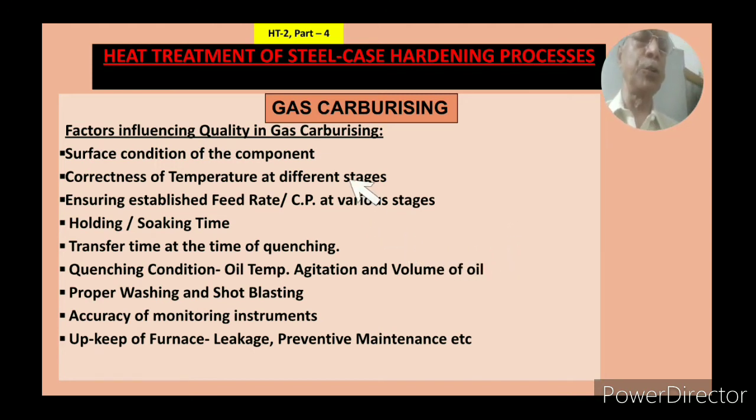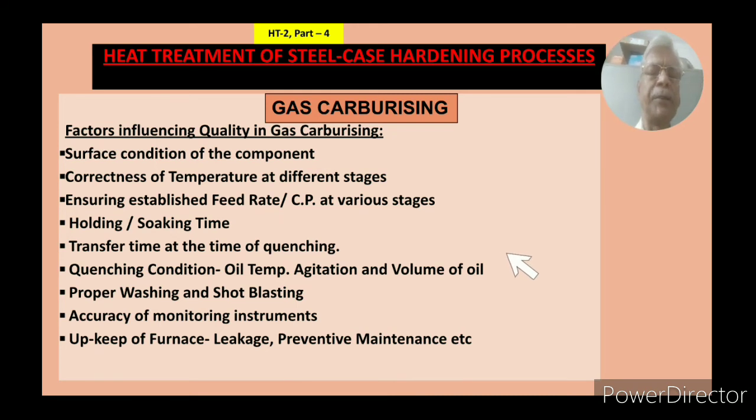After that, accuracy of monitoring instruments. Whatever instruments you are using in gas carburizing, whether it is a temperature controller, or flow rate, for which you are using flow meters, then carbon potential, which you also control, and dew point measurements as well. All the instruments used for controlling these parameters are to be properly calibrated, and they have to be accurate so that you get a good result. So accuracy of monitoring instruments has to be maintained properly.